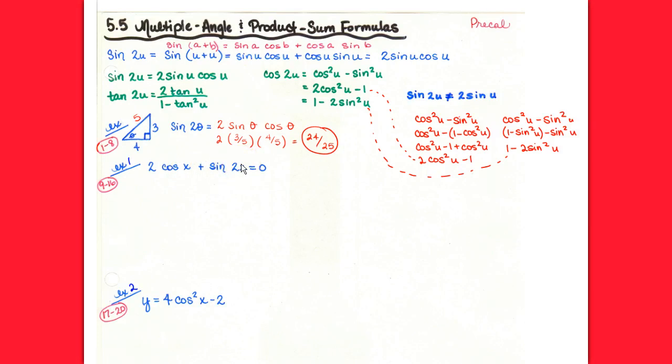So anytime I have a problem that has a single angle and a double angle in it, I got to get rid of one of them. I have formulas for double angle, right? So let's get rid of that one. Let's replace sine 2x with its formula, 2 sine x cosine x.